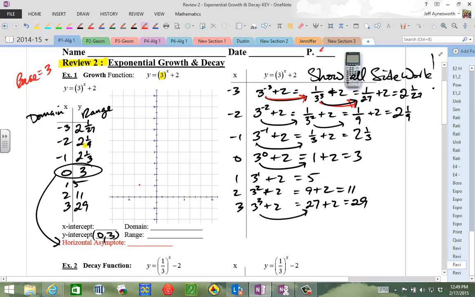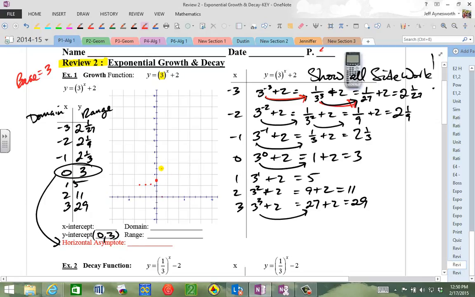All right, -2 comma 2 and 1/9 is left 2, up 2 and a little bit. So left 2, up 2, and a teeny bit. Okay, it's right past the grid line. -1 comma 2 and a third, left 1, up 2 and a third, a little bit higher. 0 comma 3 is right here. There's your y-intercept.